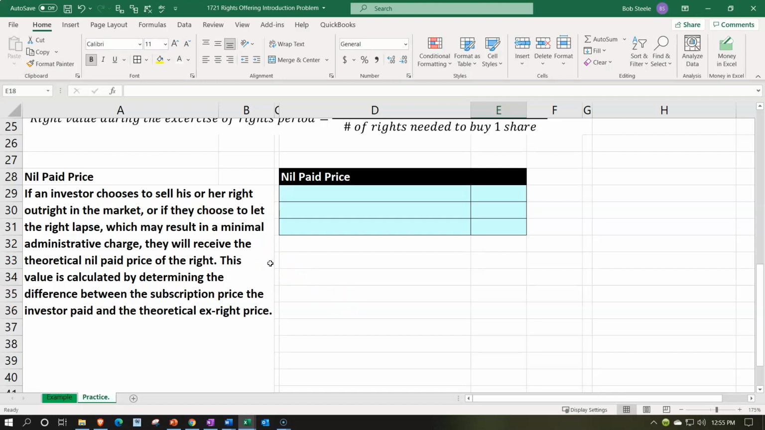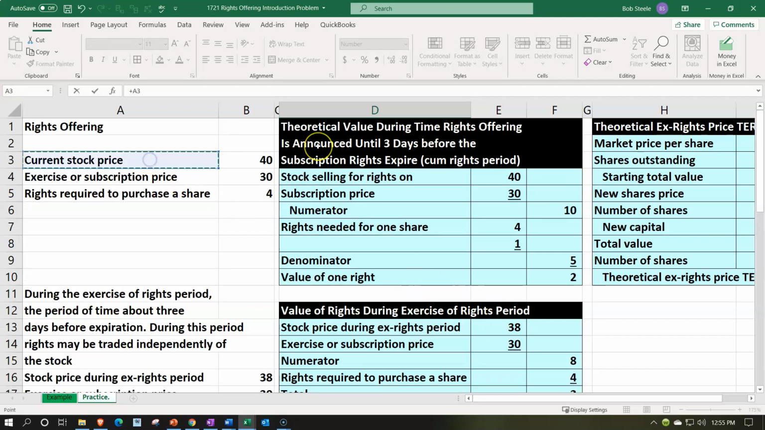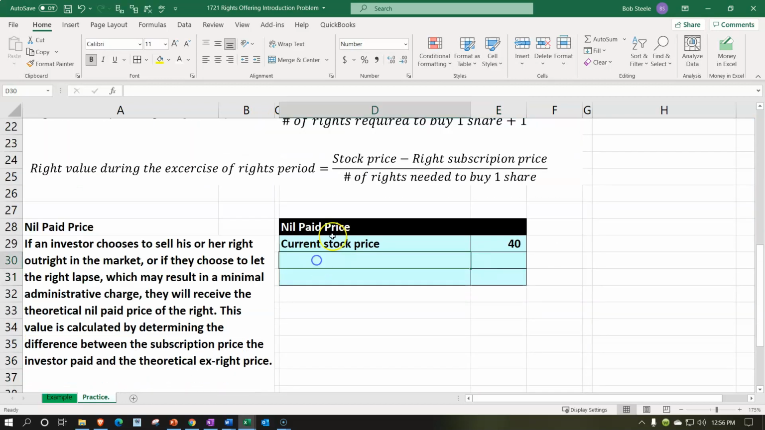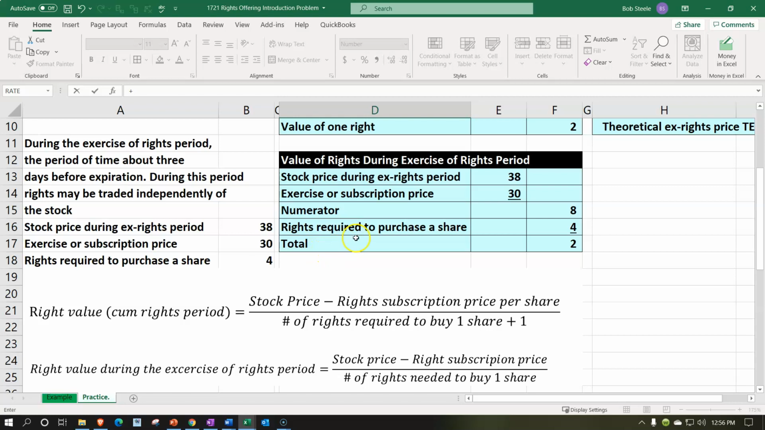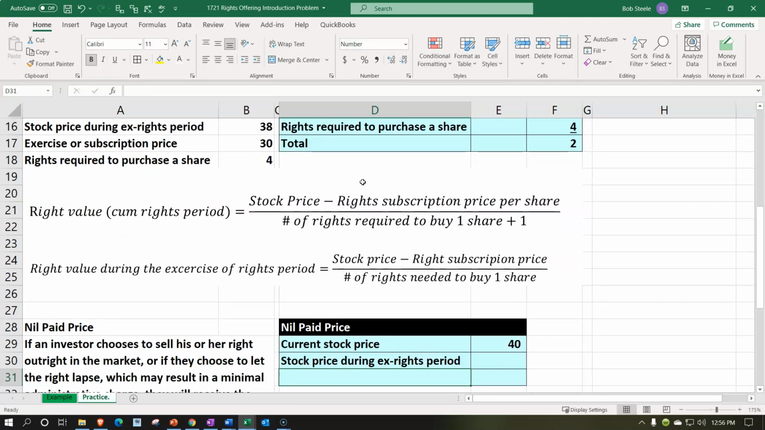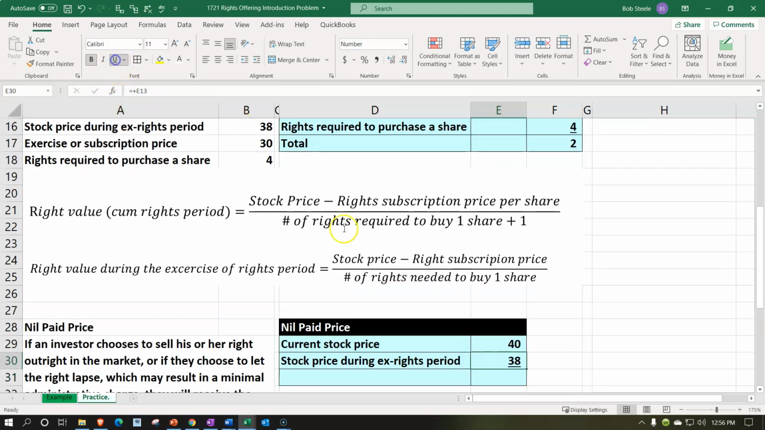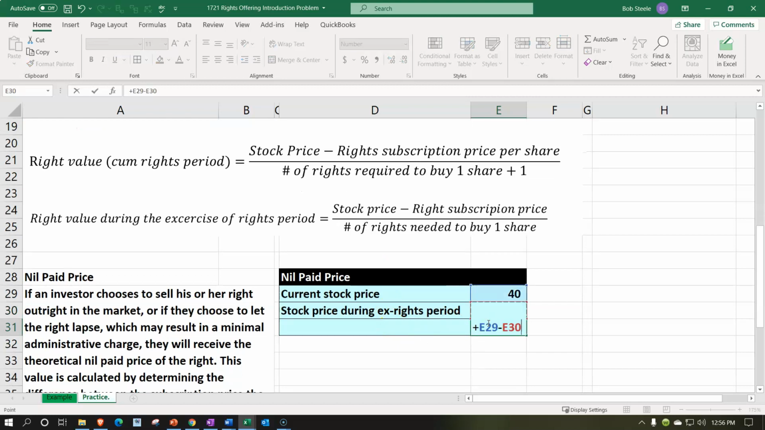So they will receive the theoretical nil paid price of the right. This value is calculated by determining the difference between the subscription price the rights investor paid and the theoretical ex-rights price. So that calculation then being the current stock price or the original stock price of the 40. And then we're going to be picking up the theoretical ex-rights price. I'm just going to pick up from here, which is going to be the 38, and underline it. We're going to say font group and underline, and then we'll subtract that out. That's going to be the 40 minus the 38, which we'll call the nil paid price.